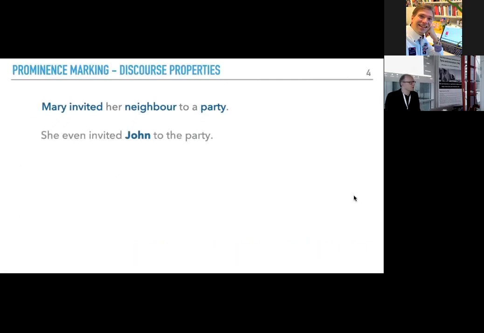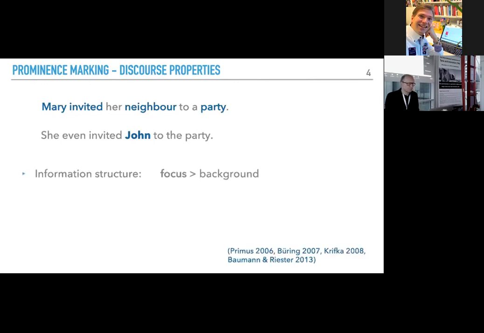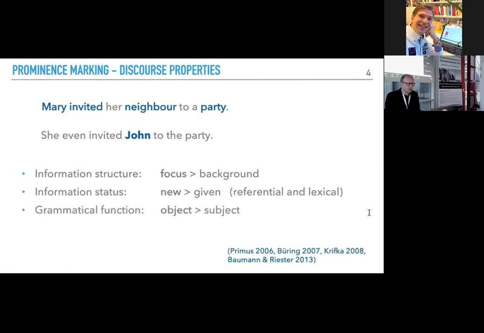When looking at discourse properties in the second sentence here, she even invited John to the party. John is standing out for several different reasons. So he's in focus, which is narrow focus, plus marked by the focus particle even. John is also referentially and lexically new. It's a direct object and fulfills the semantic role of patient, which has been suggested to be more prominent than the agent role, in the sense of standing out. I will come back to this point in a second.